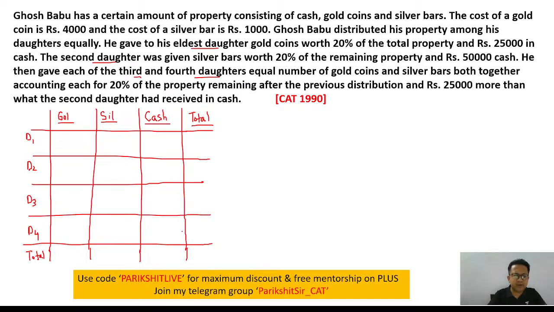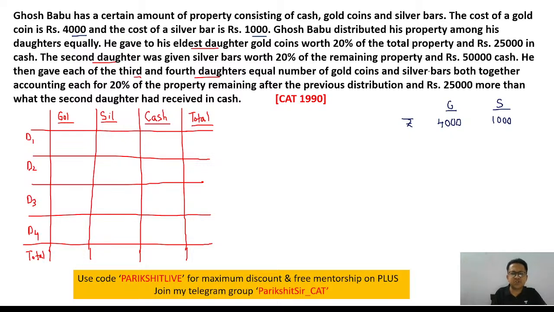So let's go back and read again. We need to fill this table. The cost of a gold coin is given as rupees 4,000 and the cost of a silver bar is rupees 1,000, so let's take a note of that. I don't know where to put it in the table, but what I know is that gold and silver price is given, the price of one. So gold is 4,000 and the price of silver is 1,000 rupees. We'll take a note of that.